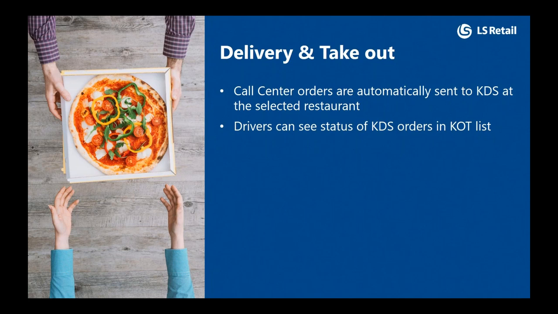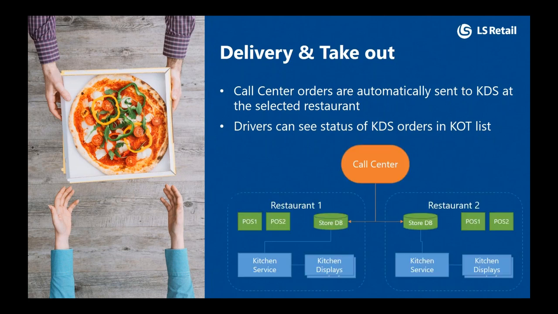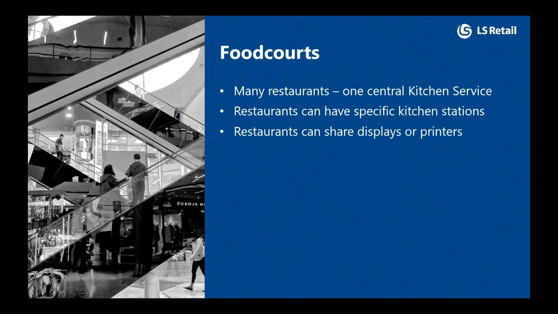If you're using the LS Nav Hospitality Call Center to receive orders, then these orders are automatically sent to the KDS system in the respective restaurant. And drivers are assigned to trips, and they can have an overview of the status in the kitchen so that they can take off when all of the orders within the trip are ready. And as you can see, if you have an online website or a call center where you can phone in, these orders can be routed to the store database, and they are directly sent to the kitchen service as well.